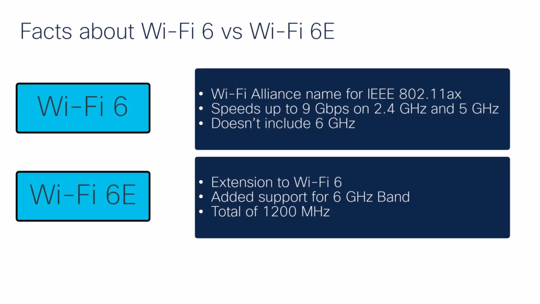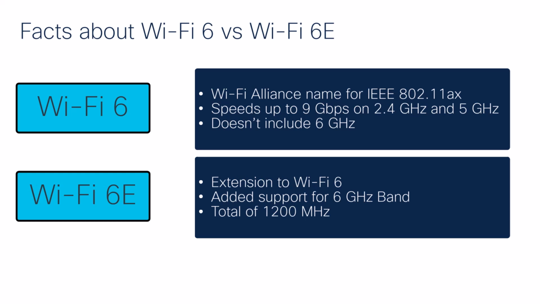Wi-Fi 6 is a Wi-Fi Alliance chosen name for IEEE 802.11ax standard. It's a significant upgrade to Wi-Fi 5 and can handle speeds up to 9 gigabits per second in 2.4 gigahertz and 5 gigahertz. Wi-Fi 6 doesn't include 6 gigahertz band.